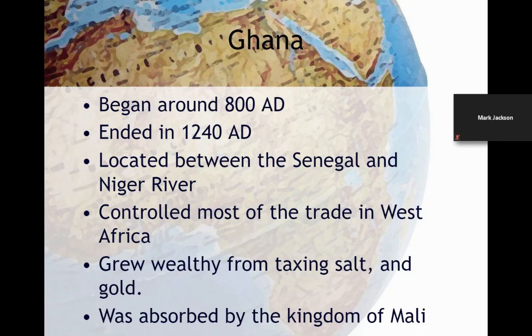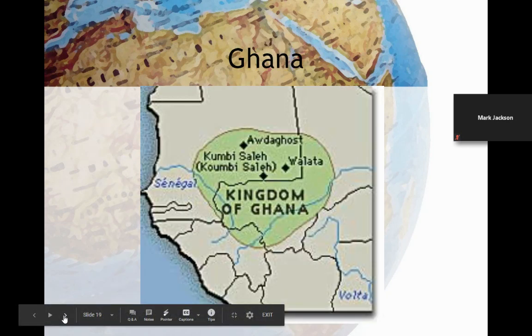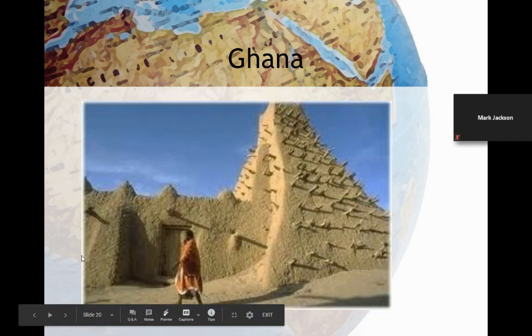The Kingdom of Ghana began to weaken, and they lost a series of wars, and they were absorbed by the Kingdom of Mali. So here's the Kingdom of Ghana. Now keep in mind, we're going to see the same spot 3 different times. And here's some of their architecture, which can still be seen today.